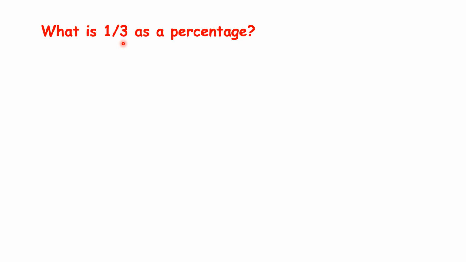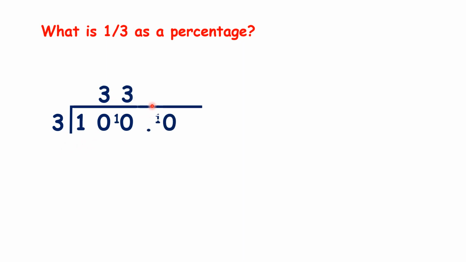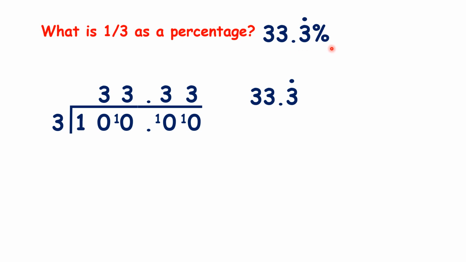And 1/3 is the most confusing percentage. If we divide 100 by 3, we get 33.33, and if we were to keep going, the 3's would go on forever. So when that happens, we say recurring to mean going on forever. So we have 33.3 recurring, which is a very strange percentage.